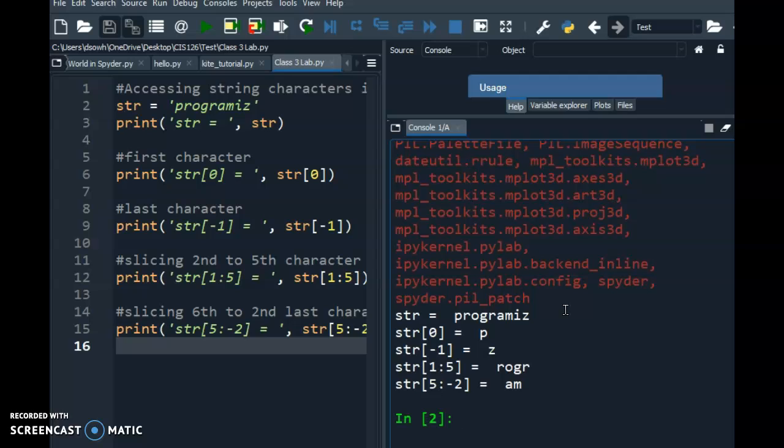5 and negative 2 give M. AM. I'm not sure why minus 1 gives Z and minus 2 gives M and I is in between. Going from right to left. Yes, counting from right to left, but I'm still not sure why I is skipped. Well, because it's negative 1 and then negative 2. Yeah, because 5 is probably not included. So you'll have to ask that to Ed. Okay.